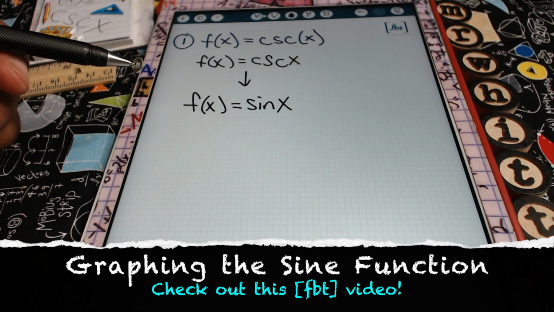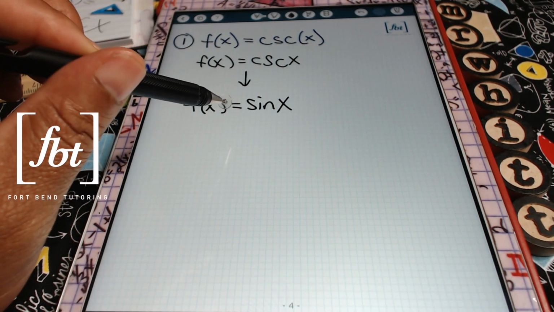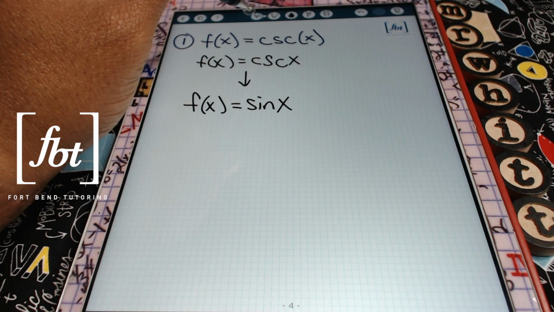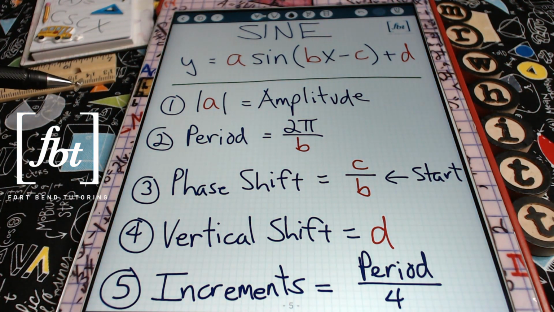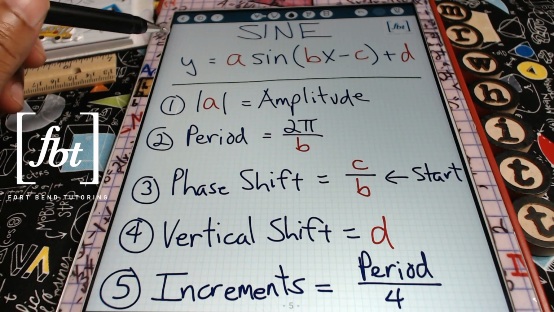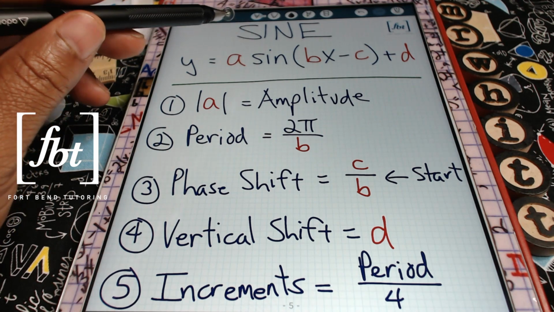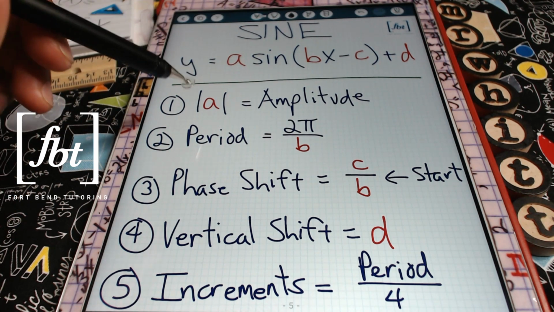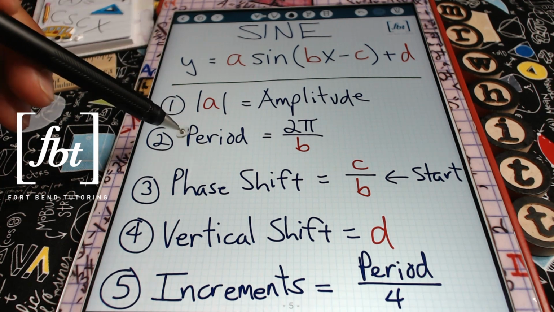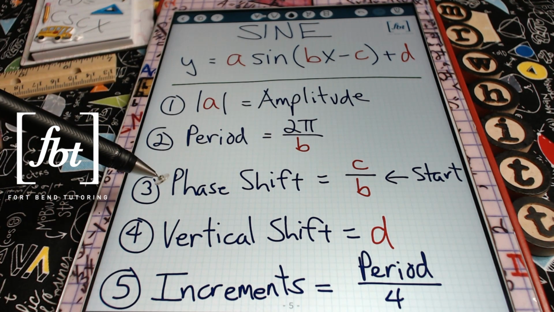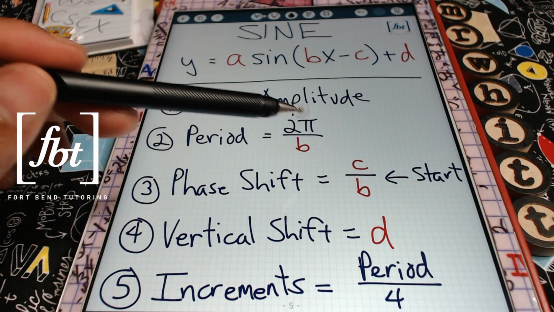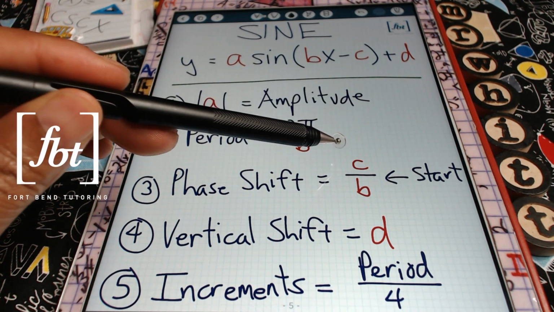So let's move forward with this process, knowing that we'll be graphing sine to help us graph cosecant. All right, and here's a reminder of the information that I gave you in the sine video. Sine can be written in the form y equals a times sine of bx minus c plus d, where a is the amplitude of sine, the period of sine, and cosine for that matter, is 2 pi over b, and the phase shift, where you're going to start graphing the function, will be the quotient of c and b.